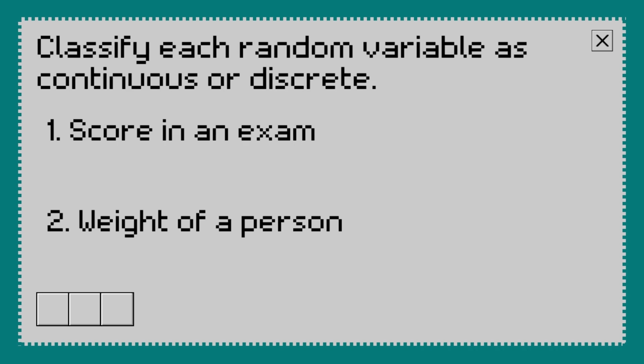For the second one, we have weight of a person. Again, when we talk about weight, it is a measurement. And when we measure something, it can sometimes be defined in decimal form. When we talk about decimals, it is a continuous random variable.